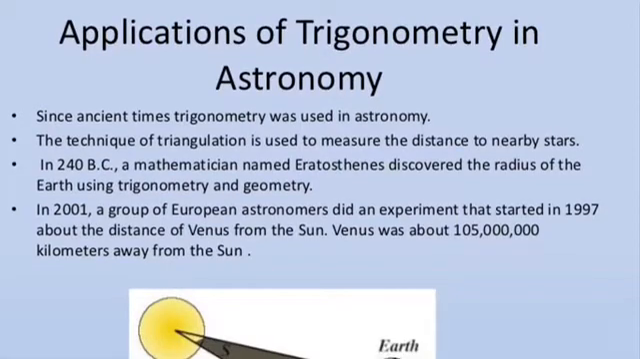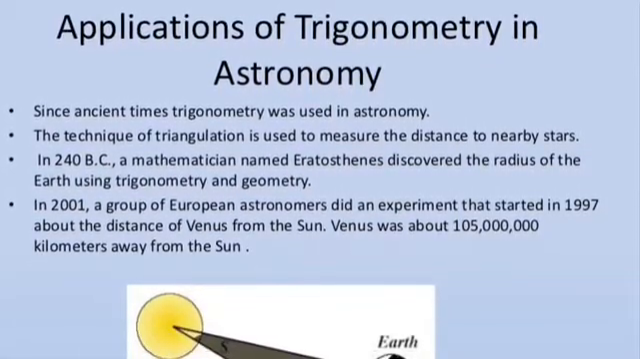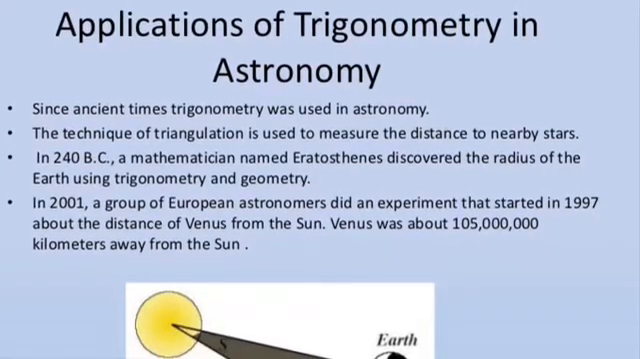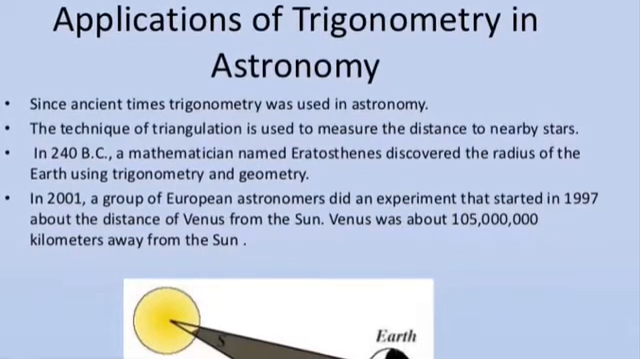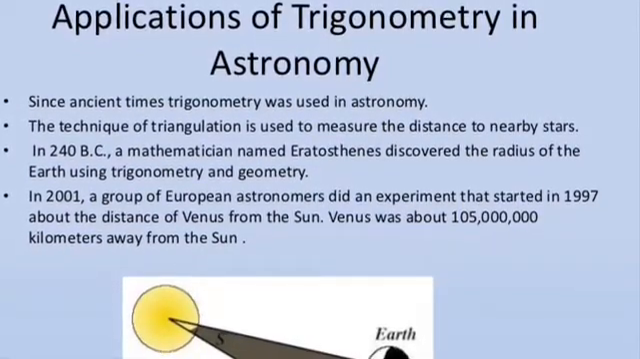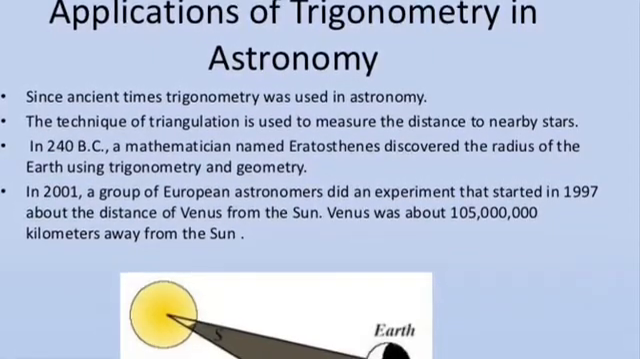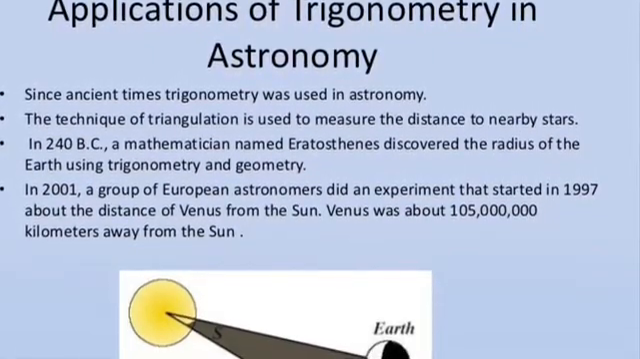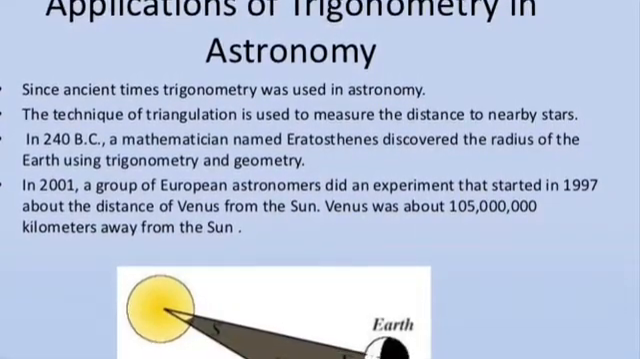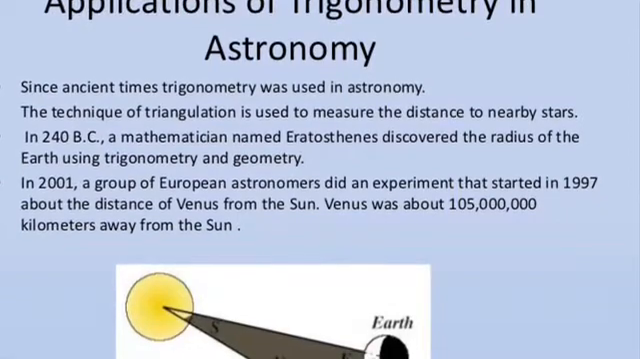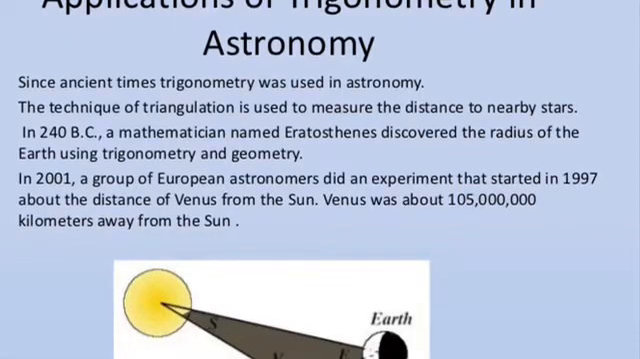So, since ancient times, trigonometry was used in astronomy. The technique of triangulation is used to measure the distance to nearby stars. In 240 BC, a mathematician named Eratosthenes discovered the radius of the Earth using trigonometry and geometry. In 2001, a group of European astronomers did an experiment that started in 1997 about the distance of Venus from the Sun. Venus was about 105 million kilometers away from the Sun.